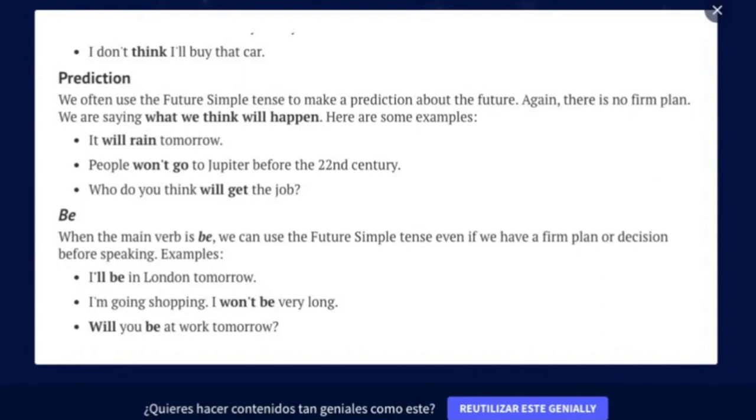It will rain tomorrow, guys. Even if there is no cloud in the sky, I think it will rain tomorrow. People won't go to Jupiter before the 22nd century. Who do you think will get that job? Okay.